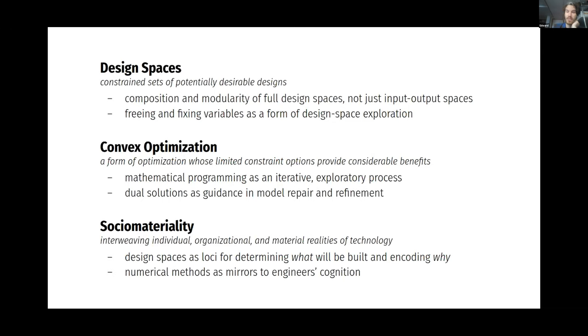This slide lists the particular contributions that I've been working on towards our understanding of engineering design tools, building on these three concepts from the literature: design spaces, convex optimization, and sociomateriality. Any of these terms you don't already know, I hope you leave this presentation feeling comfortable with, and any you do know, I hope you leave with a slightly different perspective on. I'll be presenting on design spaces and convex optimization in order, while touching on sociomateriality throughout. And then I'll conclude this presentation with some thoughts for future work.